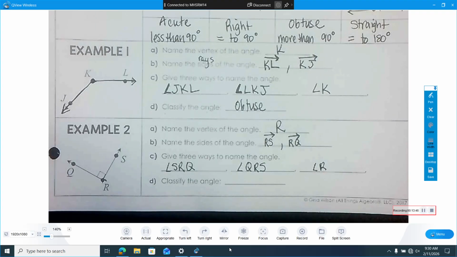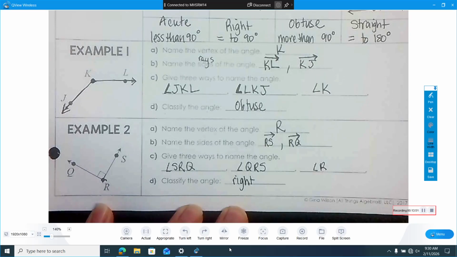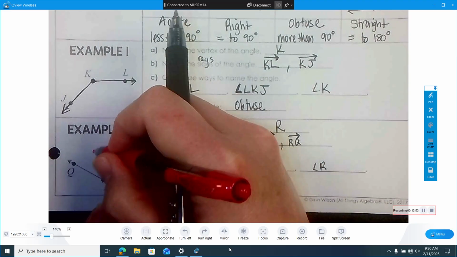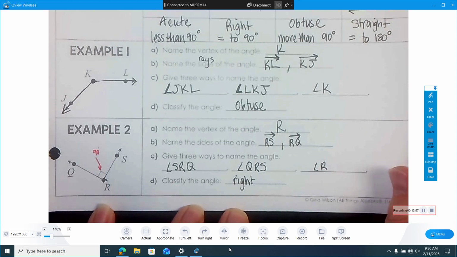Classify the angle. Right angle. Very good. And how do we know it's the right angle? It's got the little box right there. That is the 90-degree box. All right. Do you have any questions so far? Okay.